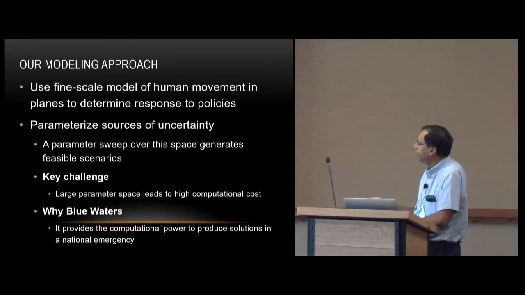A key challenge here is the parameter space is very large, which leads to high computational cost, especially when the number of parameters increases, you have high dimensionality, and so the space becomes very large. So we use Blue Waters for the computational power, so that ideally, if there's a national emergency, we want to be able to provide solutions very fast. Usually a model that we have developed may not actually be very accurate in a new situation. We have to iteratively refine it and so on. So having good computational power is important.